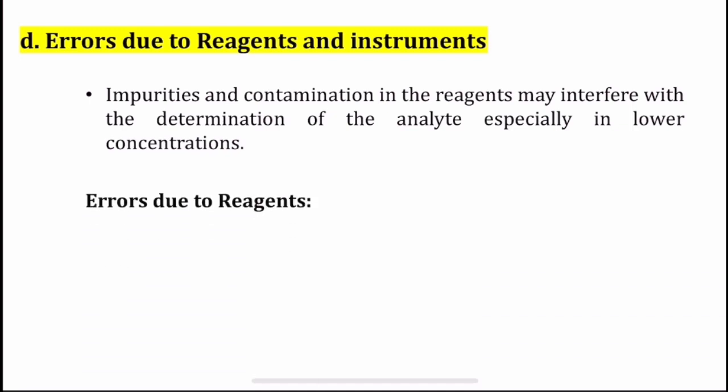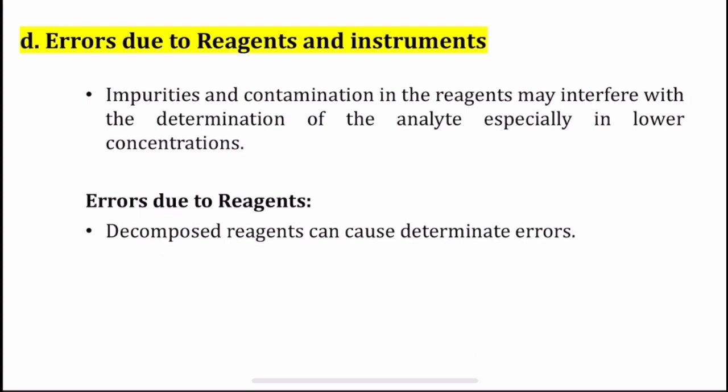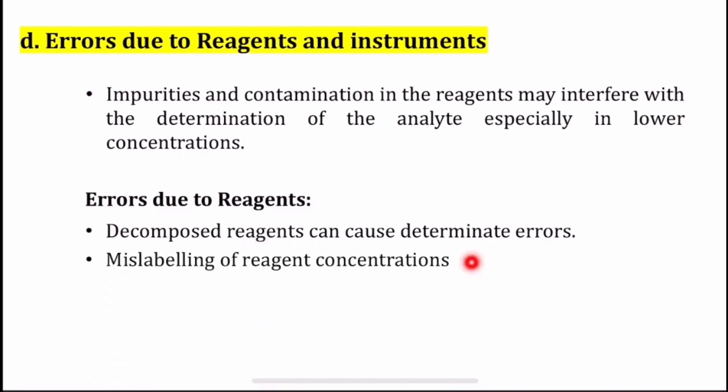Let's understand errors due to reagents. Degradation or decomposition of reagents over time, especially if not stored properly, is a common cause of determinate errors. Degraded or decomposed reagents might not react as expected, causing systematic deviations in results. Sometimes prepared reagents may also be improperly labeled. This can lead to the use of incorrect amounts in reactions, affecting the stoichiometry and outcome of the experiment.